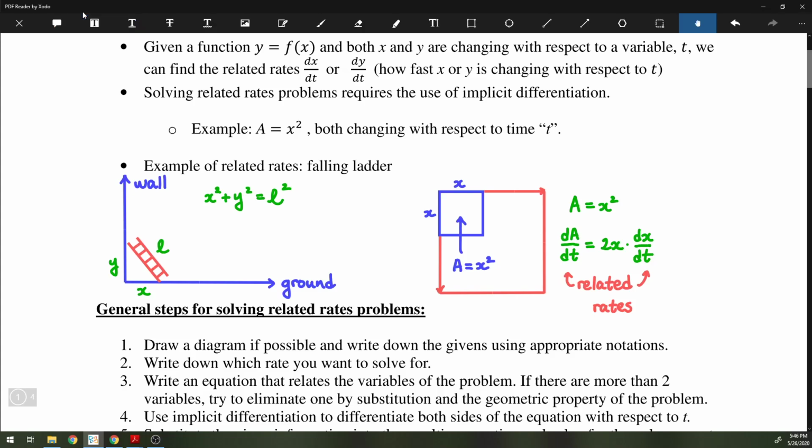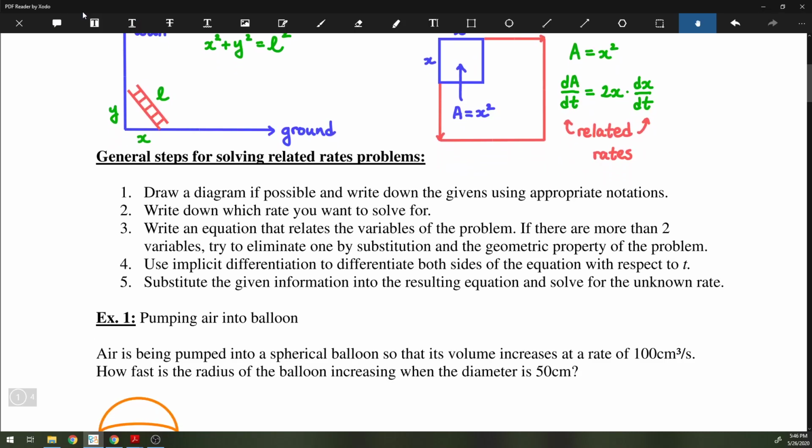But for related rates problems, we have some general steps to follow. We're going to draw a diagram if possible and write down the information using the appropriate notation. We're going to write down the rate that we're solving for and the rate that's given. Then we write an equation that relates the variables together. Then if we differentiate, we can find the related rates. Sometimes before doing that, we have to use substitution or some geometric properties to eliminate some of the variables or simplify them. Finally, we substitute the information into the resulting equation with the related rates and find the unknown rate.